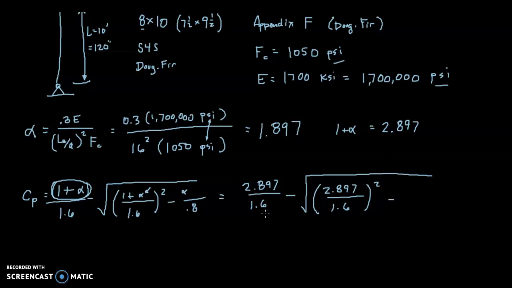Minus, now I have noticed some students in the past following my advice here, writing in the 1 plus alpha value here, and then their mind must wander, and in this last term they write 2.897 again. But in this last term in the formula, it's not 1 plus alpha, it's just alpha. So 1.897, so be careful of that, divided by 0.8.